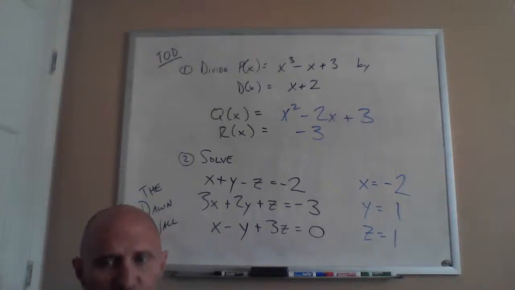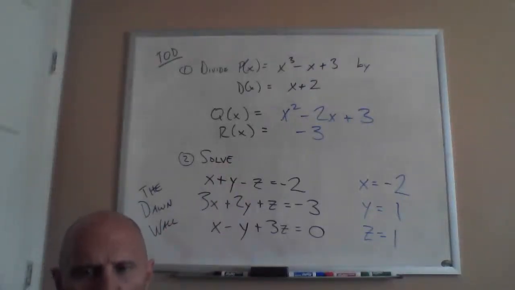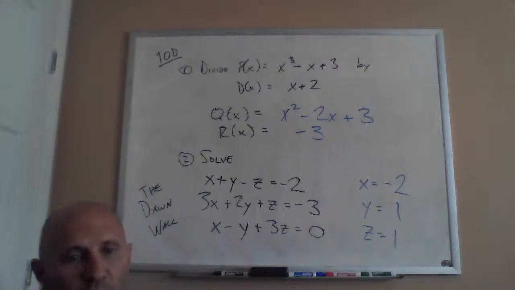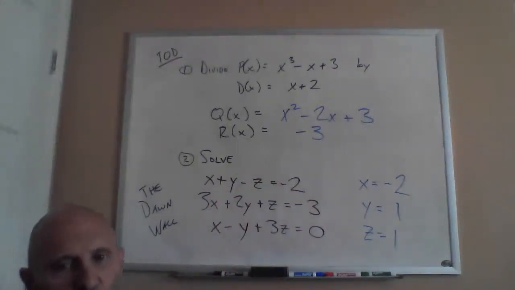I got -1 for z. It should be +1. If you have -1, you won't get these answers. Remember, whatever answers you get, if you plug them into at least 2 of these, they should work out. So be careful on that.